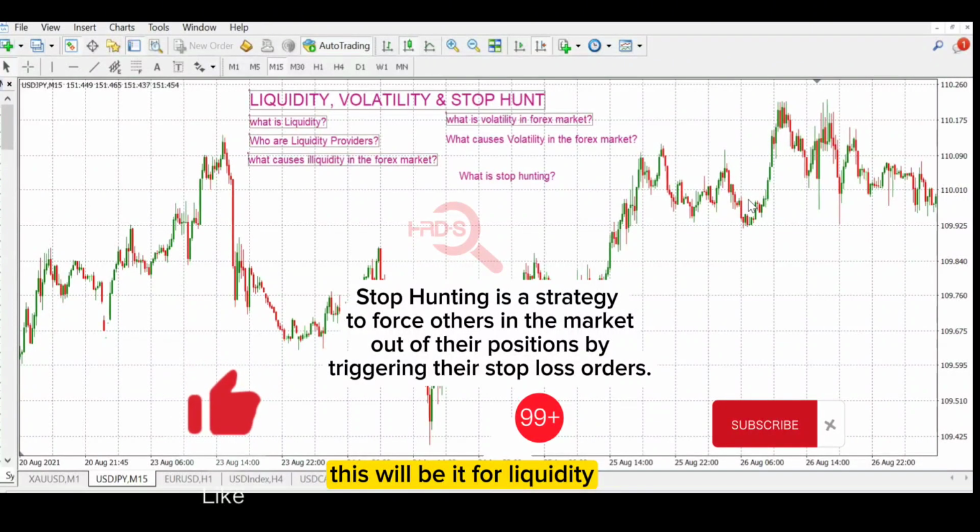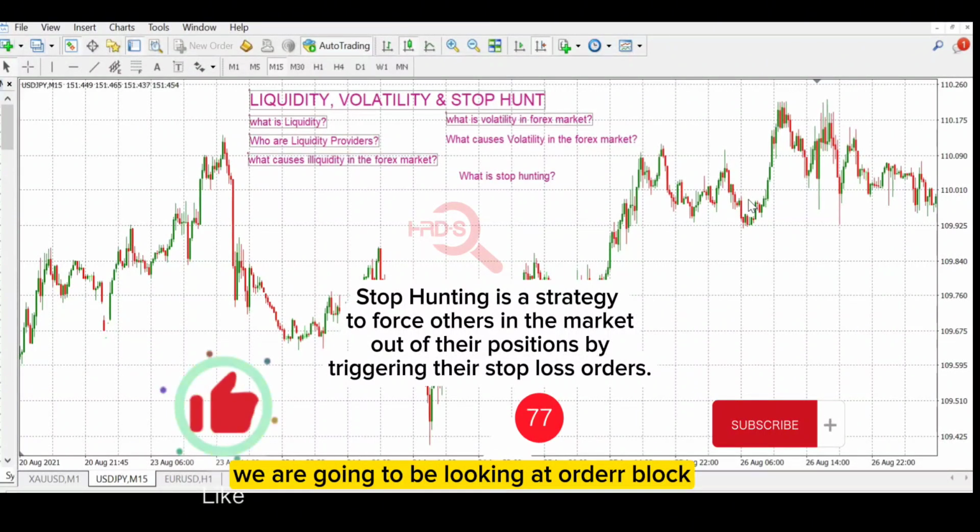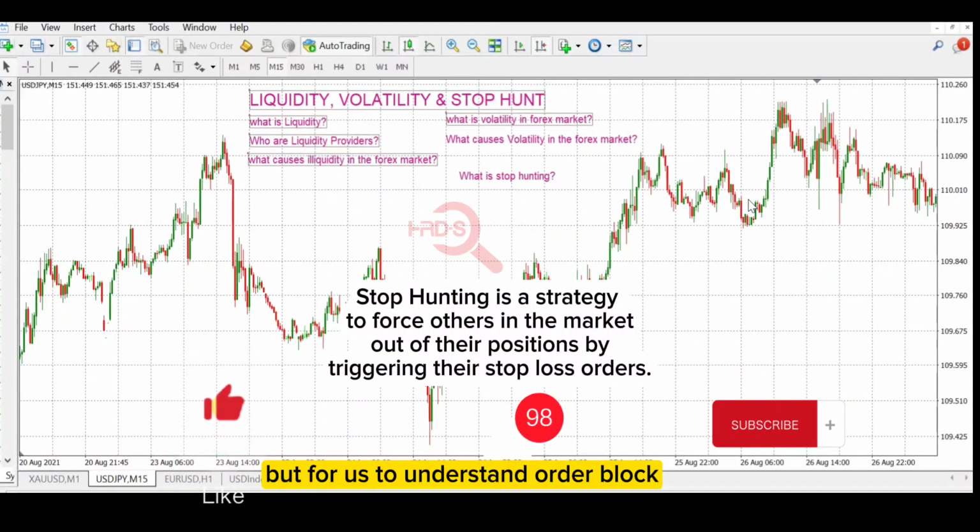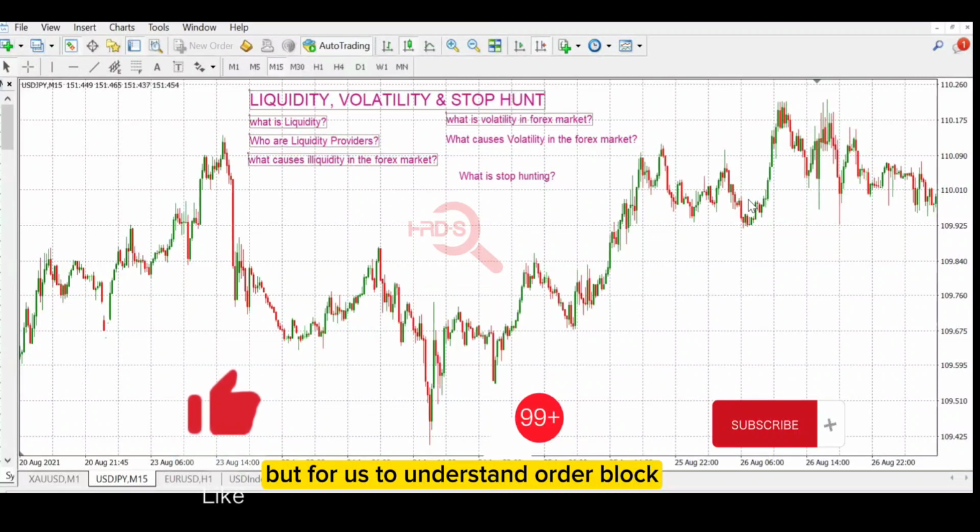This will be it for liquidity, volatility, and stop hunt. In our next class, we are going to be looking at order block, but for us to understand order block, we must understand block trade.